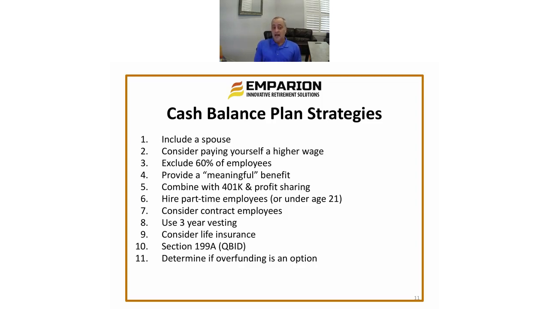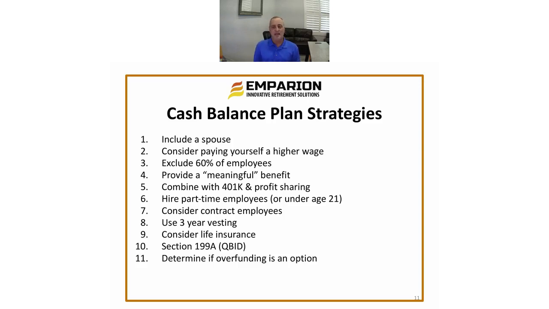Also, companies can hire part-time employees or people under the age of 21. They are not eligible for the plan, so that helps us to get a little bit more in. Some of our clients have contract employees that can help, or they use a lot of contractors. Also, we can use 3-year vesting to limit the amounts that can be vested with some of the employees. We also do plans that we structure to get more in, where we consider life insurance, where we also do analysis on QBID on Section 199 for number 10 there. And we can also determine if overfunding is an option.